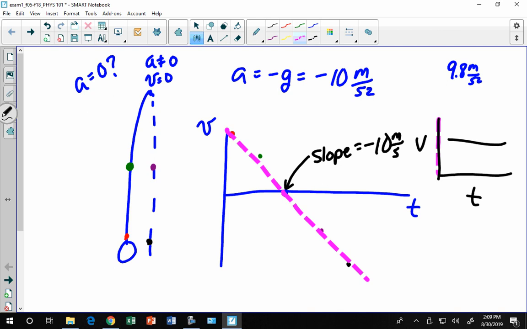And now the acceleration is still negative, negative 10, and the velocity is going down. So that means that it's speeding up, but it's speeding up in the negative direction because now the velocity and acceleration are in the same direction.